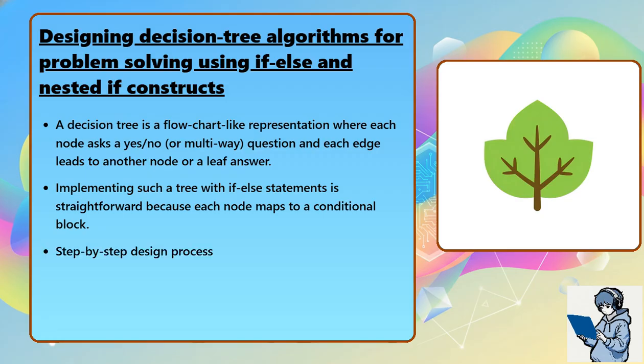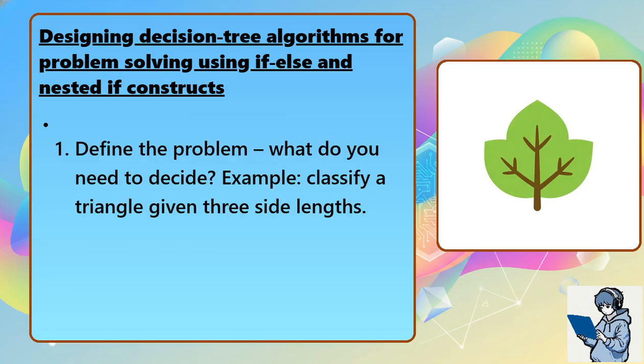The step-by-step design process. Step 1. Define the problem. What do you need to decide? Example: classify a triangle given 3 side lengths.